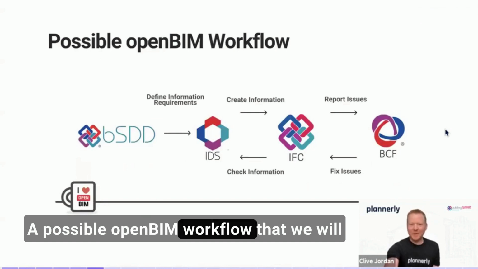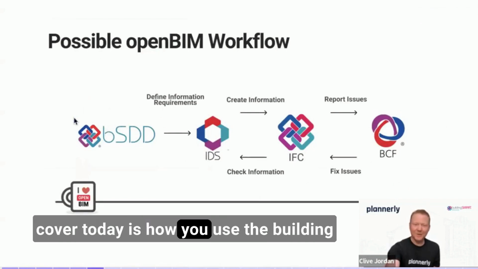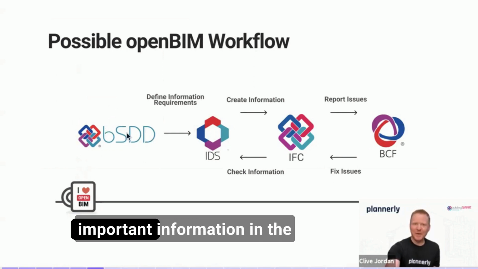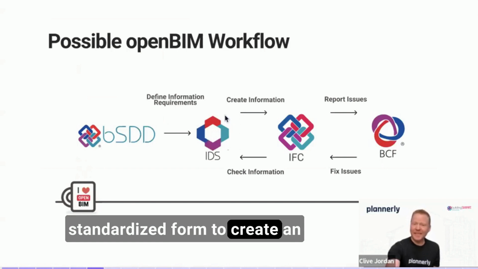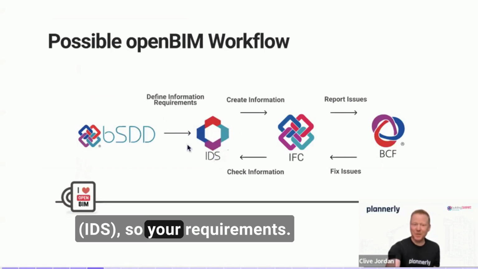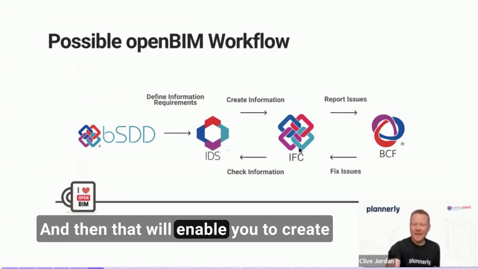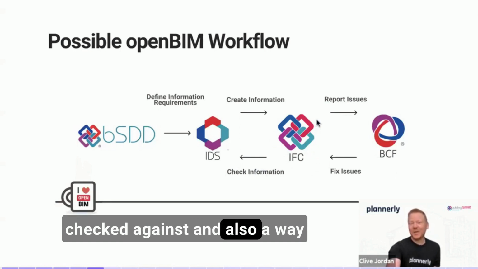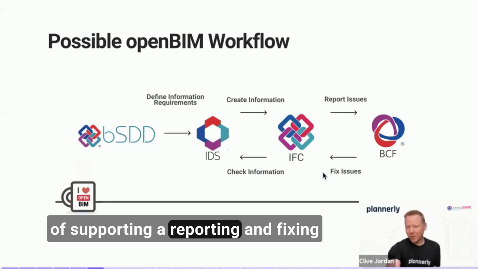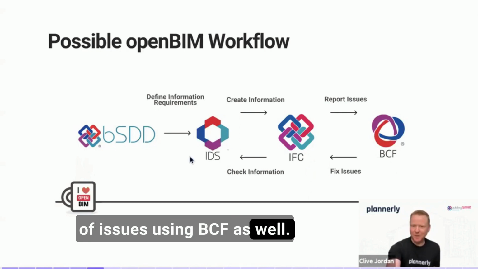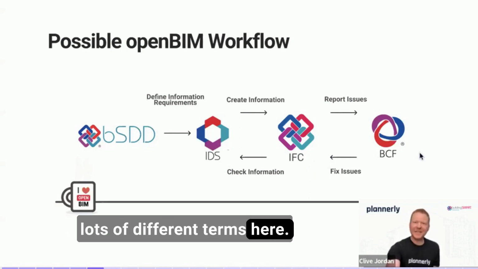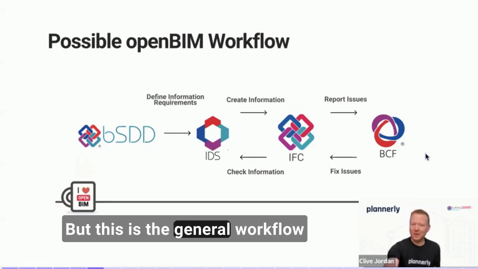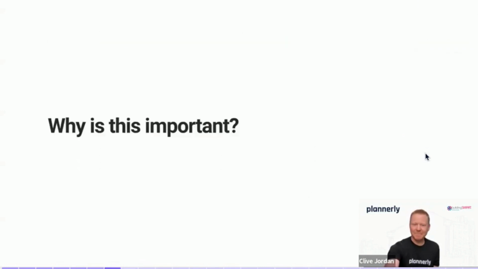A possible openBIM workflow that we will cover today is how you use the buildingSMART data dictionary of all the definitions and terms and all of the important information in the standardized form to create an information delivery specification, so your requirements. And then that will enable you to create some deliverables that can be checked against, and also a way of supporting a reporting and fixing of issues using BCF as well. So lots of different acronyms, lots of different terms here. Some of them might not be familiar to you, so we'll cover them in a little bit more detail. But this is the general workflow that we are going to cover today.